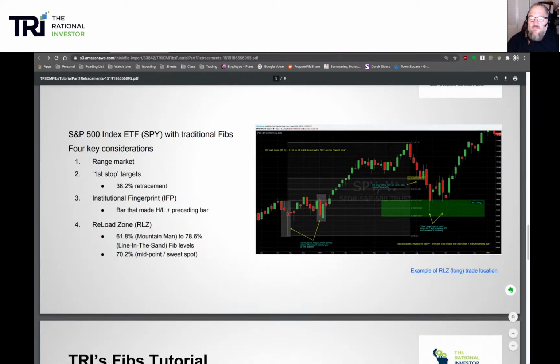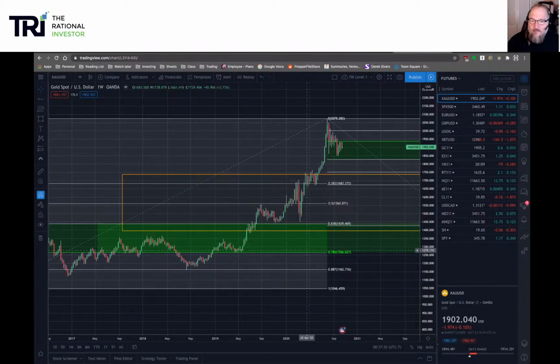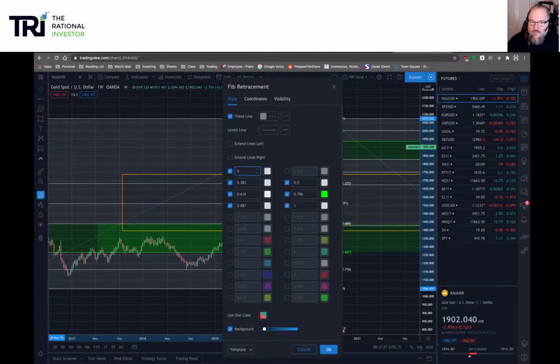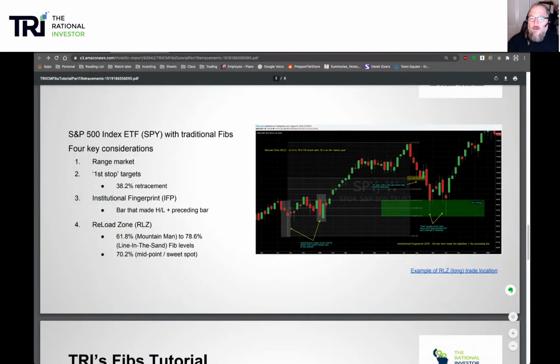And then when you hear refer to the sweet spot, we're talking about this middle line. Okay. I don't know that I have it drawn on my fibs. I probably should, but come here. 702. Where's that? There it is. Okay. So the sweet spot is that midpoint between the 61.8 and the 78.6. Okay.